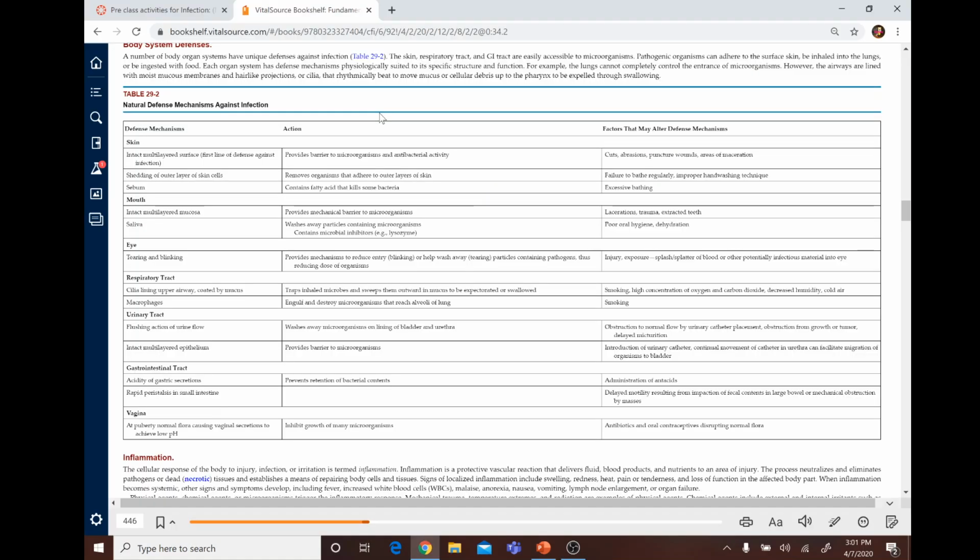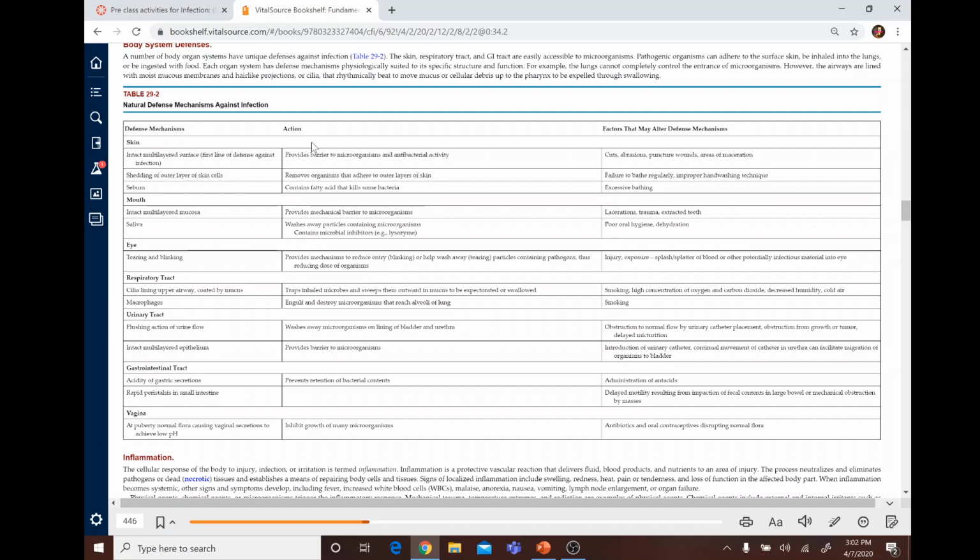Now we're going to look at natural defense mechanisms against infection. Look at skin first. So we have the intact multi-layered surface. What's the action of the intact multi-layered surface? It's the first line of defense against infection. What's the action of it? Provides a barrier to microorganisms and antibacterial activity.